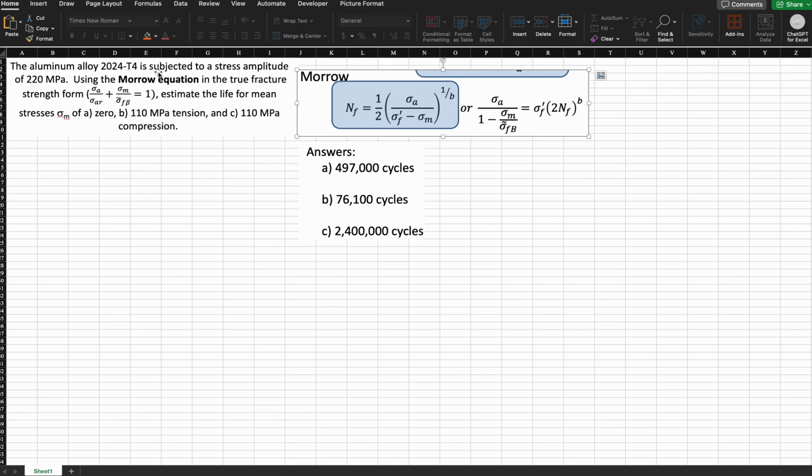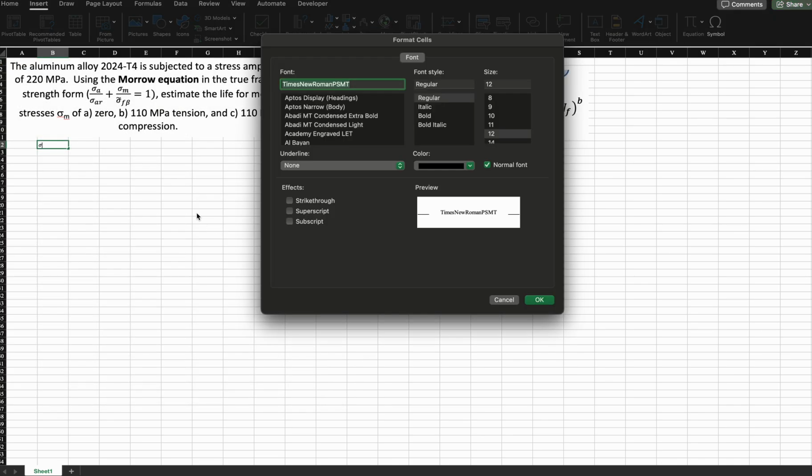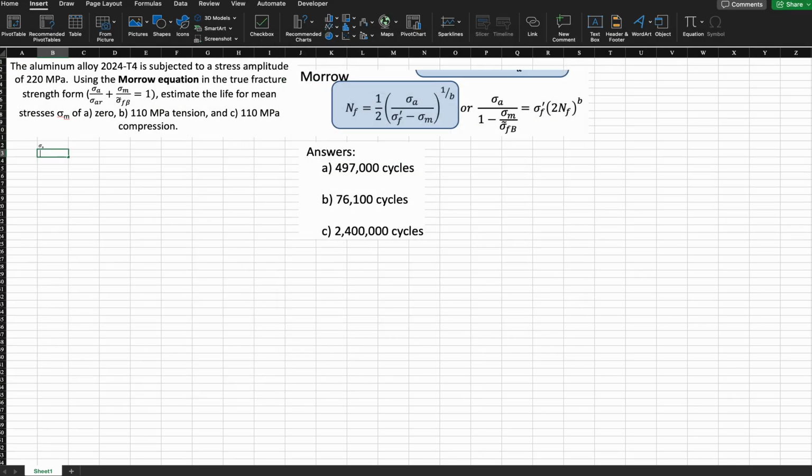Alloy 2024 T4 is subjected to a stress amplitude of 220 MPa. So why don't we write that down? I'm going to write it down. I'm going to click on here and then go to insert symbol. And that's going to be a sigma, sigma subscript A. And it's going to have units of MPa, right?